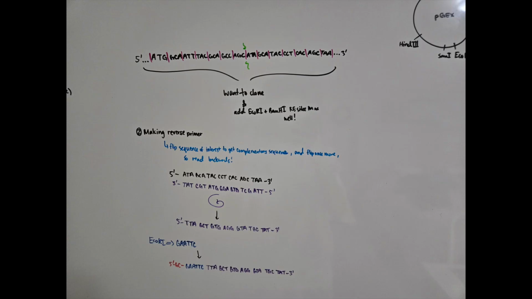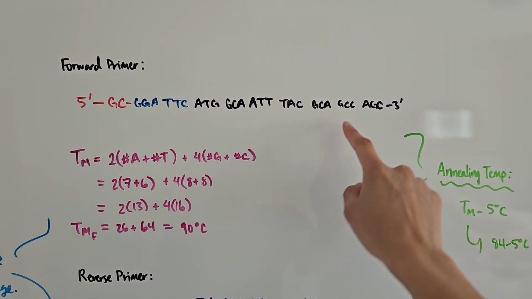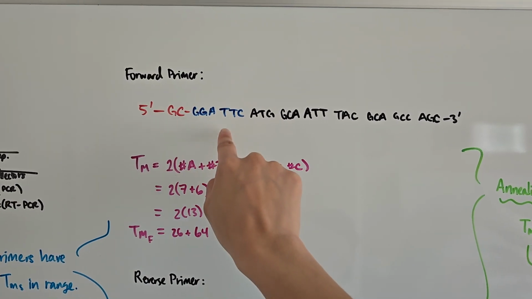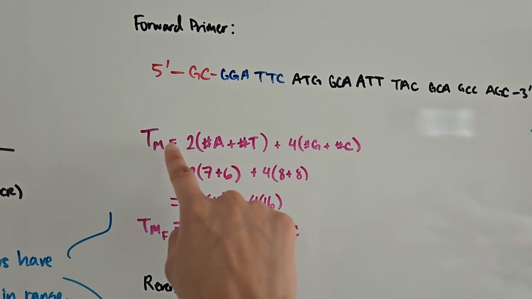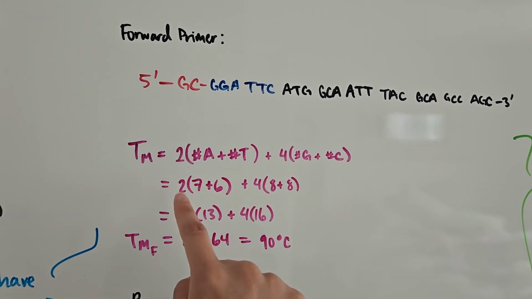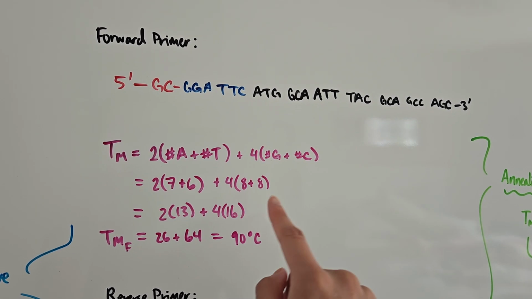Okay, so next up we're going to be talking about the melting and annealing temperature. They're going to be different for both the primers, so it's okay if you get two different numbers. The formula is as follows: melting temperature is equal to 2 times the number of adenosine plus thymine plus 4 times the number of guanine plus cytosine. You're going to add all of those up using the primers that you have. I just used it from the last example.